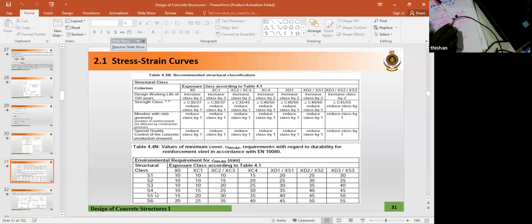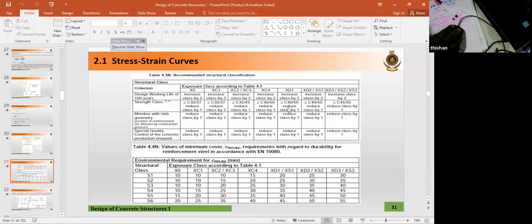And S4 is the normal exposure condition, S4, for 50-year durability. But in bridges, we are going for about 100 years. So because of that reason, if it is XC4, it says increase the class by 2. Increase the class by 2. So S4 should become S6.